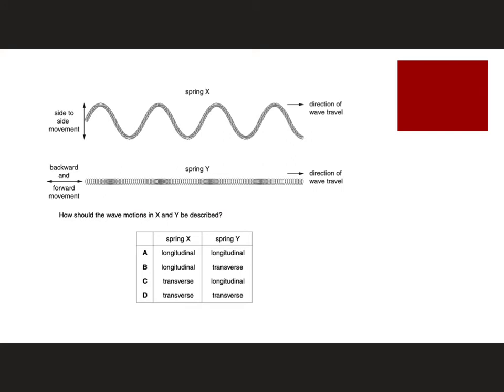So let's bring all of this information together with a few practice questions. So at the top, I've got spring X. It's being moved side to side in this direction. You can see we've marked the direction of wave travel. In spring Y, backwards and forward motion, and again, the direction of wave travel. How should the wave motions in X and Y be described? Take a moment and read through.